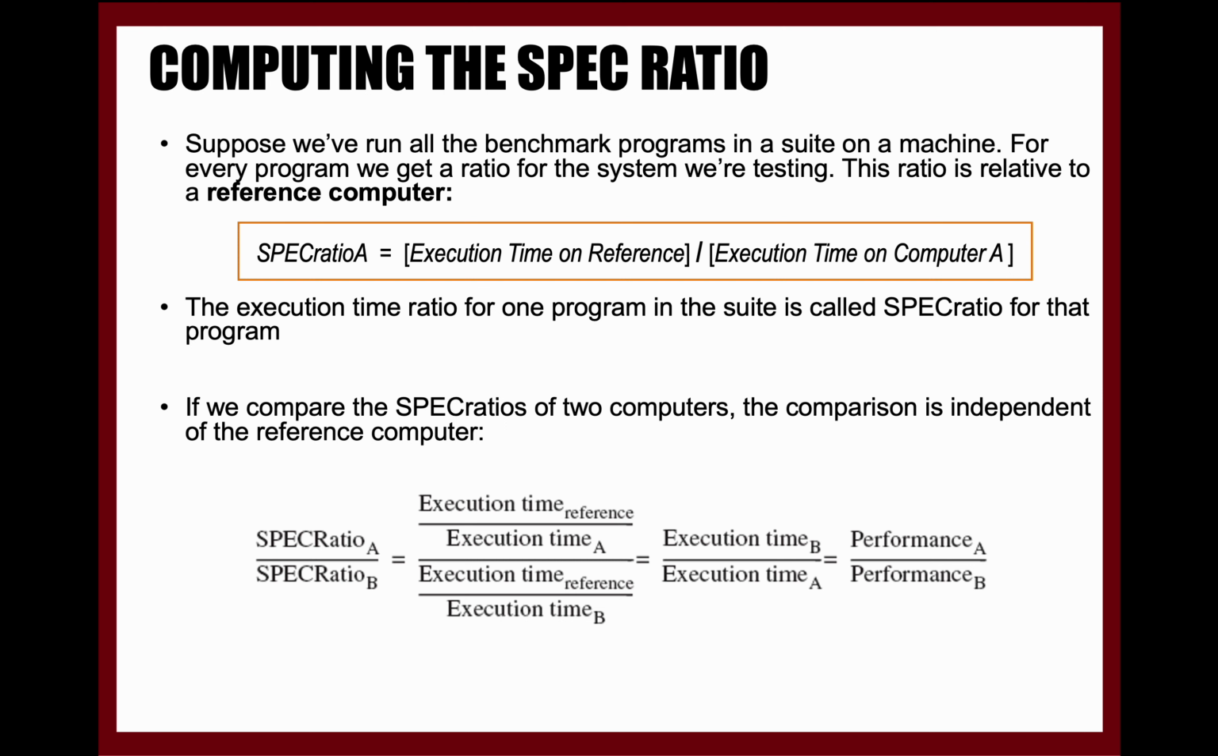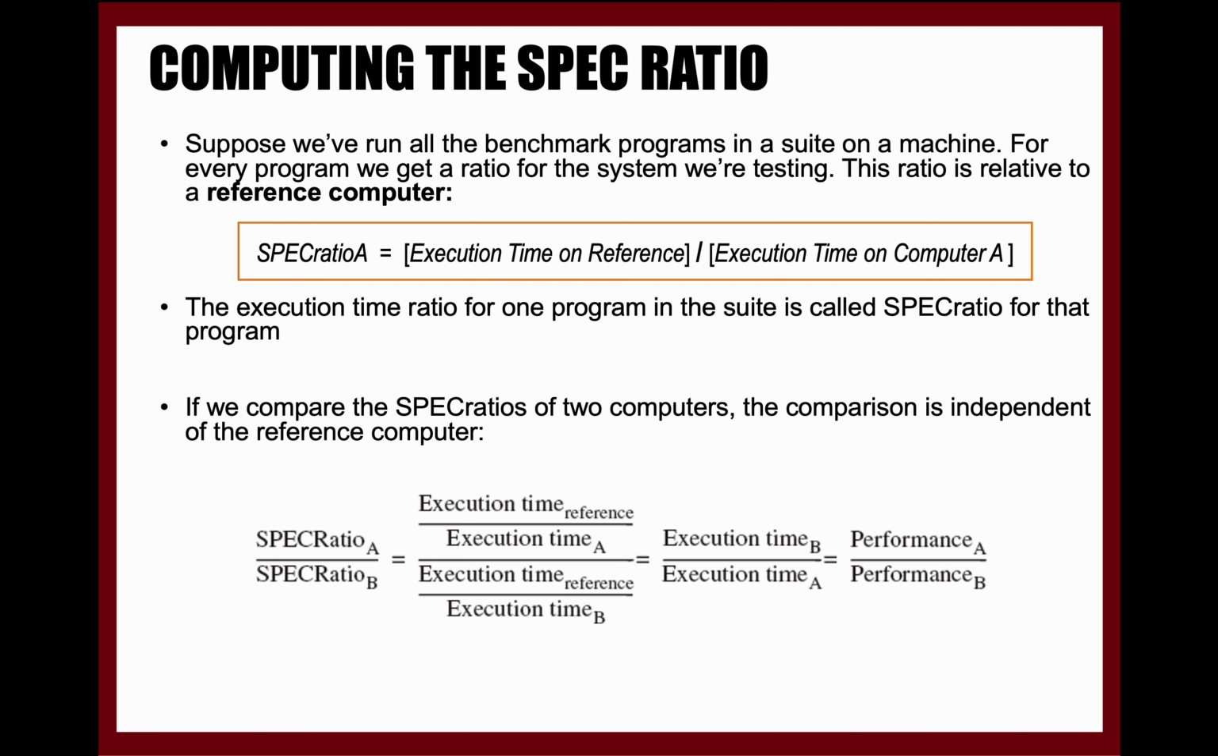Now, what happens when we want to compare two different computers using these SPEC ratios? This comparison is independent of the reference computer. The slide depicts a formula that enables this comparison. SPEC ratio A by SPEC ratio B equals execution time reference by execution time A, divided by execution time reference by execution time B, which is equal to execution time B by execution time A.